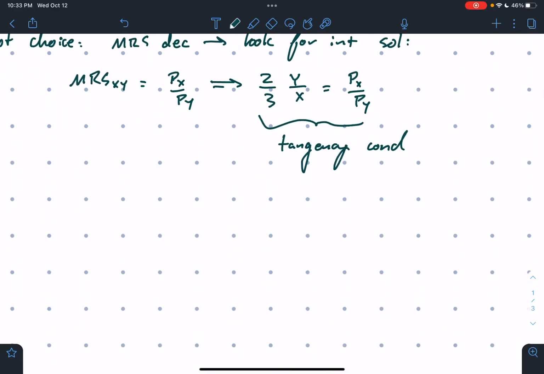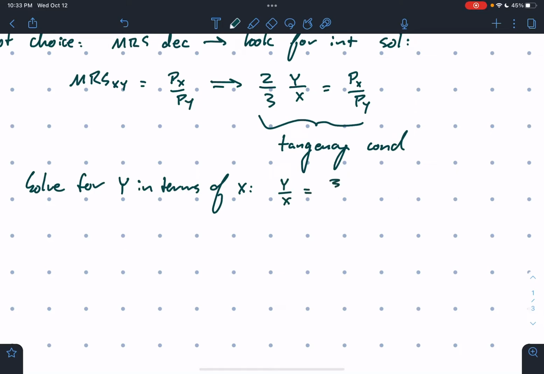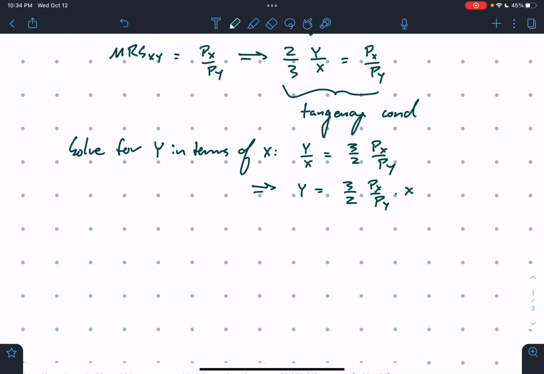Okay, so we want to solve for, for example, y in terms of x. So we get that y over x is equal to 3/2 px over py. And if I multiply the x over, I get that y is equal to 3/2 px over py times x. So I know that at the optimal point, y is equal to 3/2 times px over py times x. So I plug this into the budget constraint.